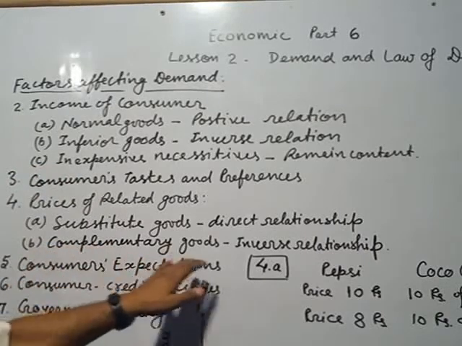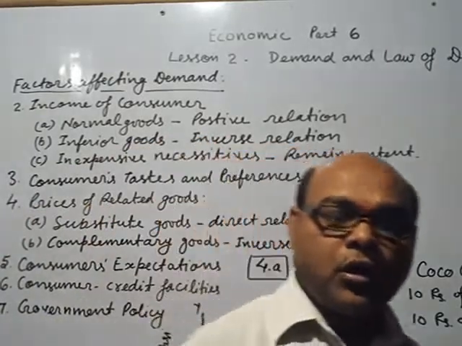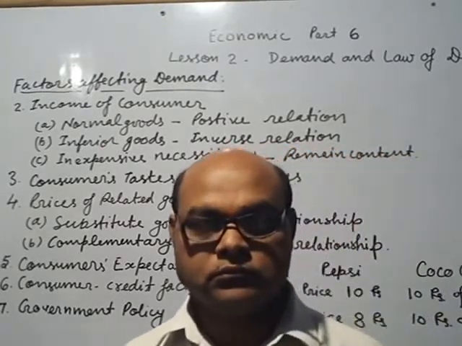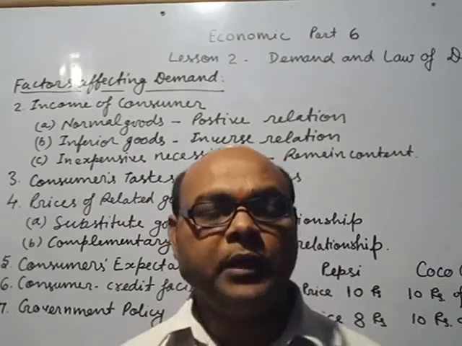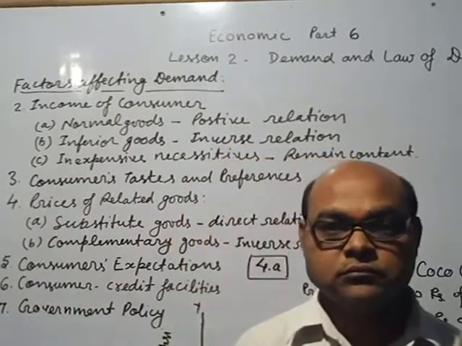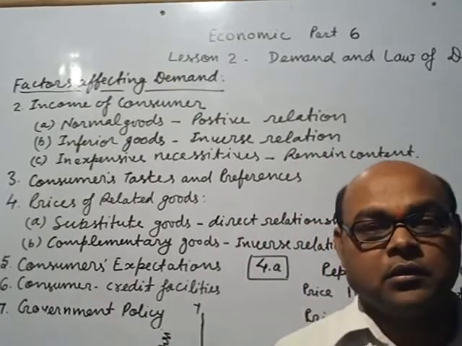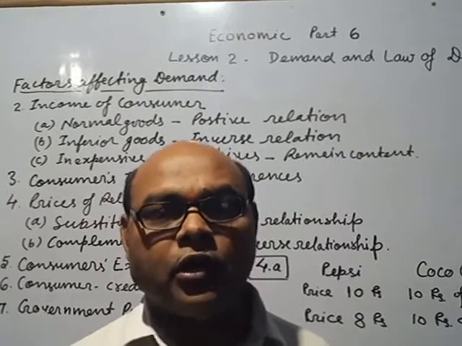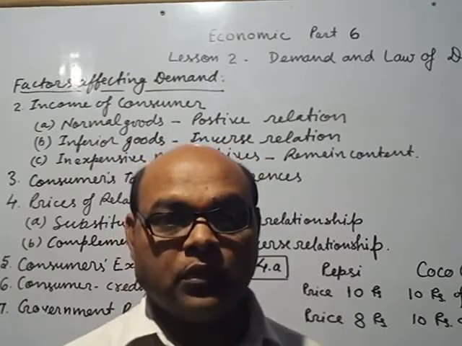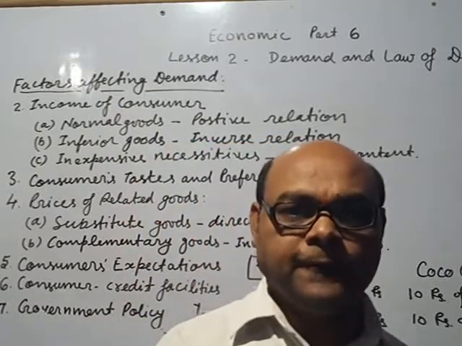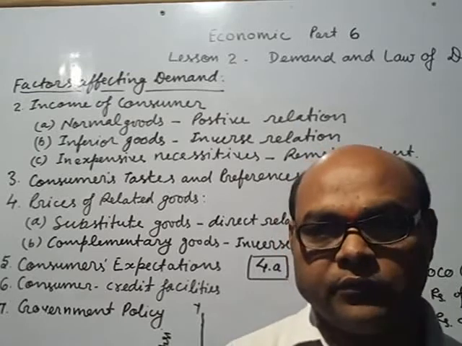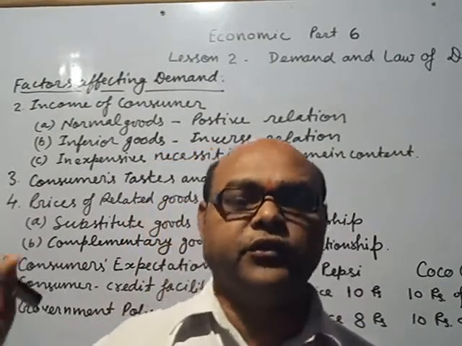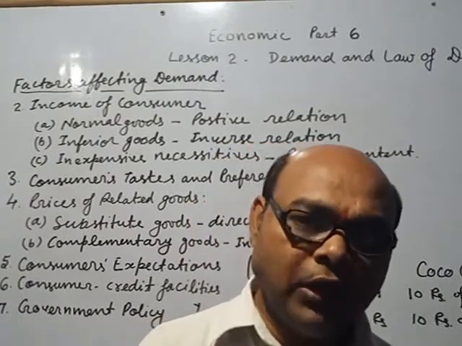Next topic is complementary goods. Complementary goods means those goods which are used together. One is complementary to the other. For example, car and petrol. So petrol is the complement of the car, and the car is the complement of petrol. If the price of petrol falls down, the demand of the car will increase. If the price of petrol increases, the demand of the car will fall down.